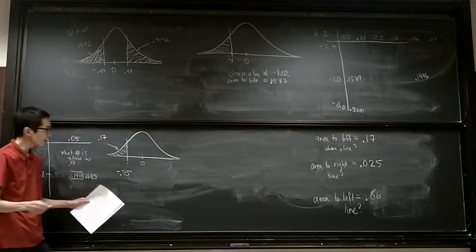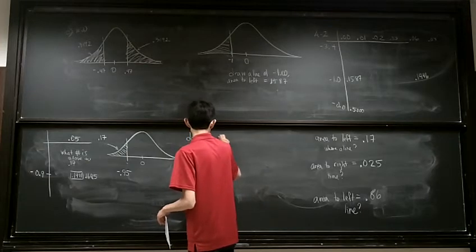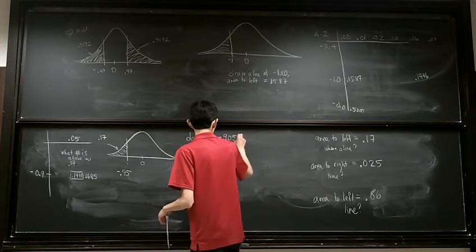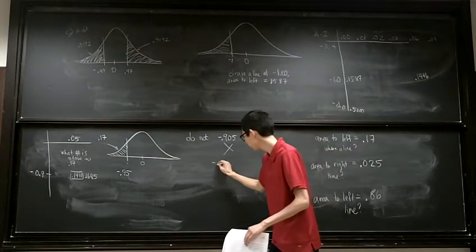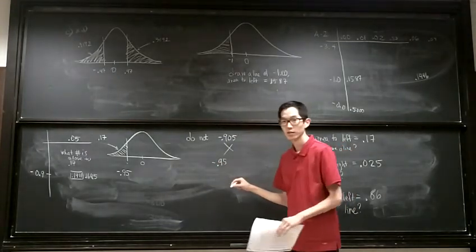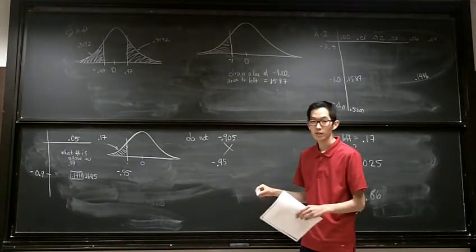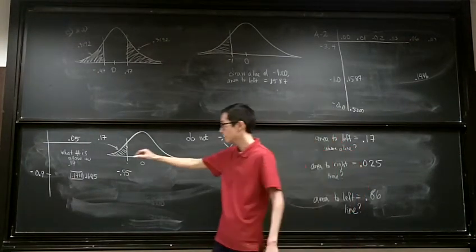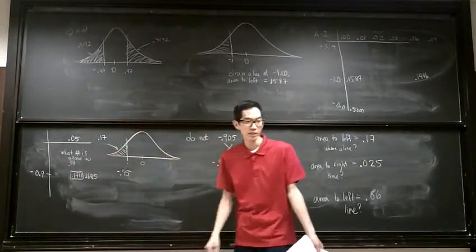Do not say it's negative 0.905. This is not right. It's negative 0.95. It's a little confusing because there's an extra zero in the column. This is the tens place and this is the hundreds place. That's all it's doing.